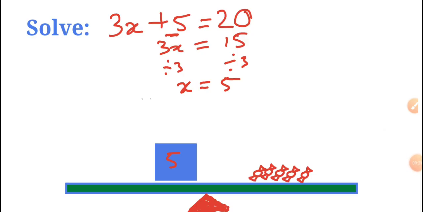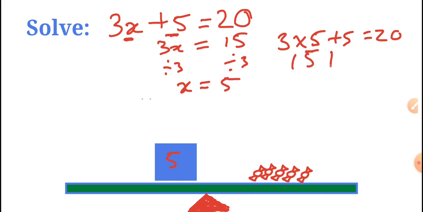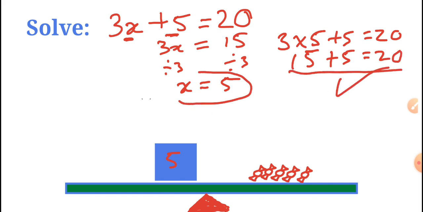And you can always check these answers by doing substitution. So now we think that x is equal to 5. So instead of 3 times x, we're going to write 3 times 5, add 5 is equal to 20. Is that true? Well, 3 times 5 is 15. 15 add 5 is indeed equal to 20. So we are right. x is equal to 5.